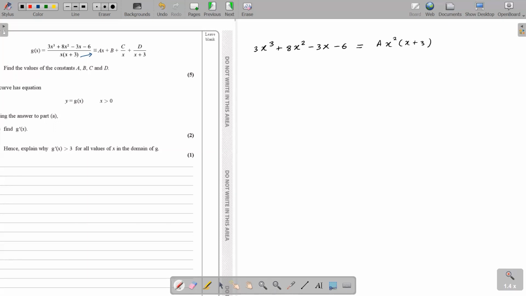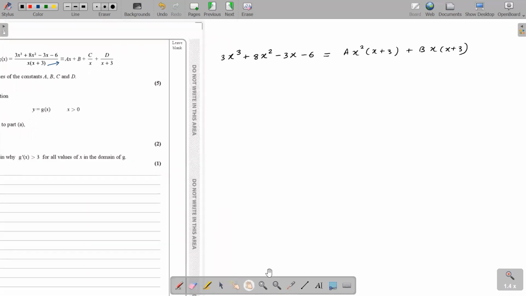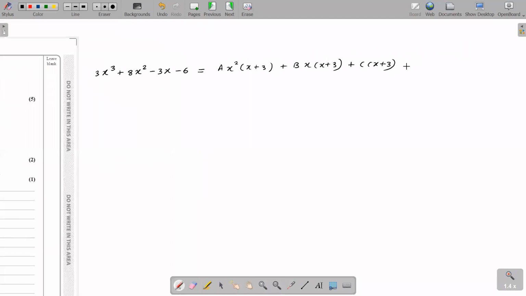The next one, plus b times x times (x plus 3). And the next one, c over x. C over x, when you multiply with x times (x plus 3), do you see the x will cancel out? So you get c times (x plus 3). And the next one, d over (x plus 3), when you multiply with (x plus 3), you get dx. The (x plus 3) will cancel out. Do you agree with me?